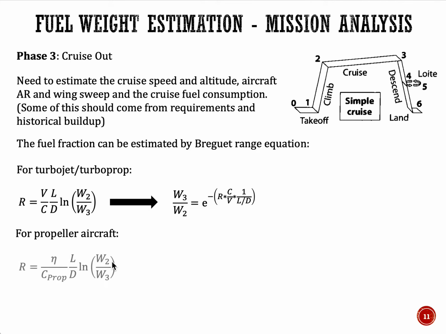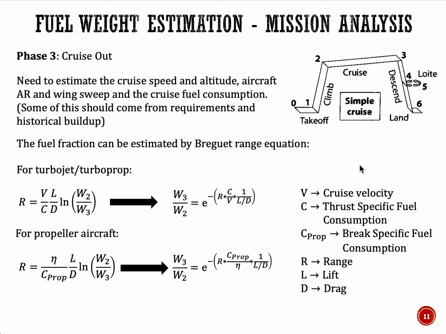For the prop aircraft, you have a similar equation, but you don't have the cruise velocity. It really depends on the propeller efficiency. And the specific fuel consumption is not the thrust specific fuel consumption, but the brake specific fuel consumption. You can rearrange that to get W3 by W2 as well. So here is the nomenclature for the variables used in these equations. We discussed all of this.